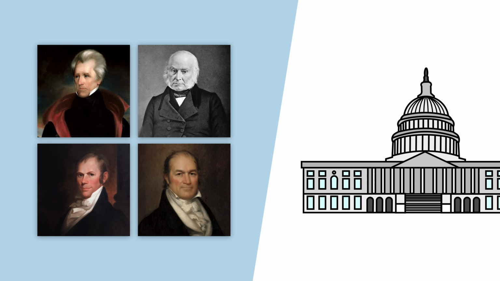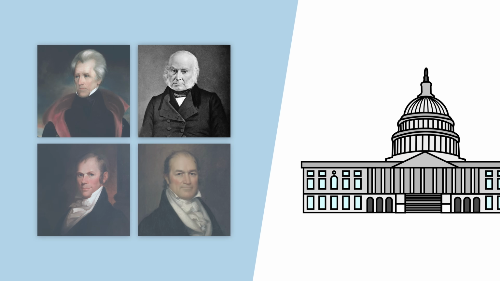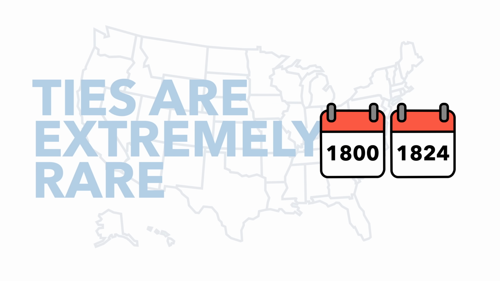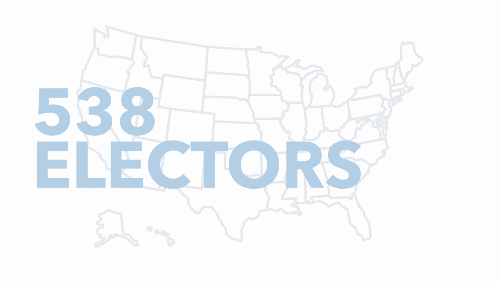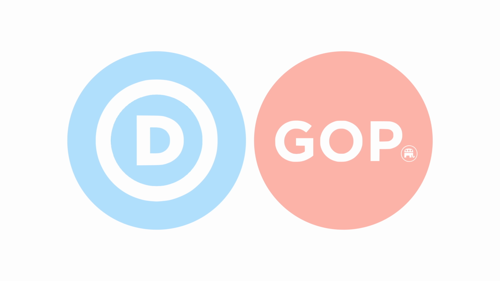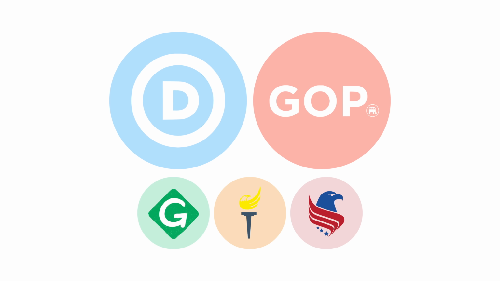The House of Representatives ended up electing John Quincy Adams on the first ballot. So, as you can see, either circumstance is rare. However, it's still a possibility. So let's bring this back to today and ask, what would prevent those 538 electors from electing someone other than the 2 major party candidates?